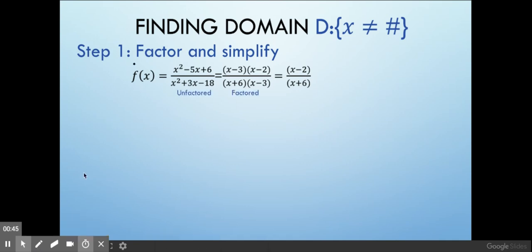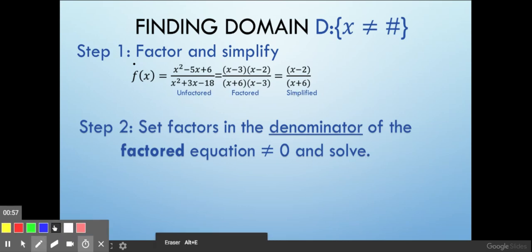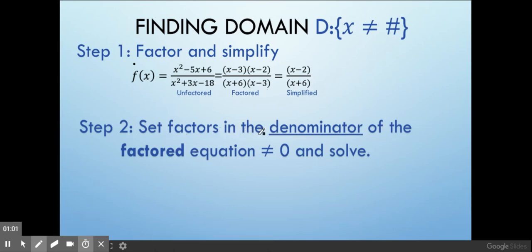So the next step is going to be set the factors in the denominator of the factored equation not equal to 0 and solve. So here we have our 3 different equations. We have unfactored, we have factored, and we have simplified. So set the factors in the denominator, so this is the bottom of the fraction, of the factored equation not equal to 0.